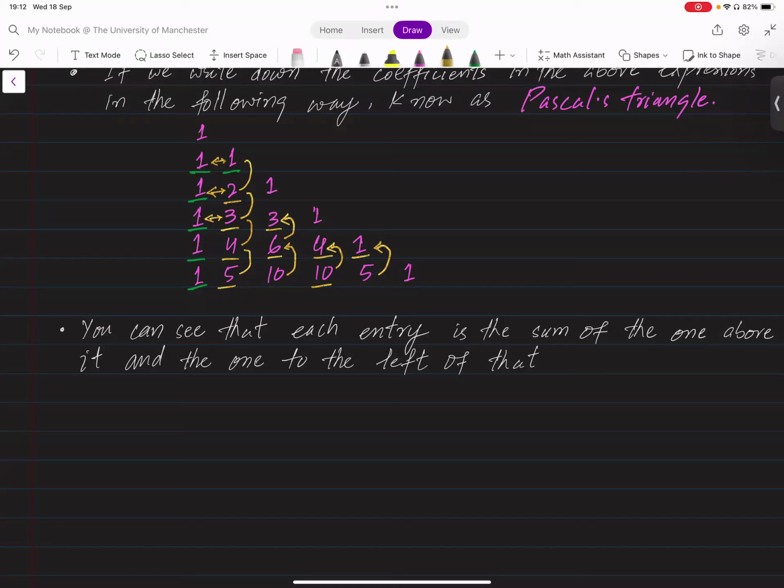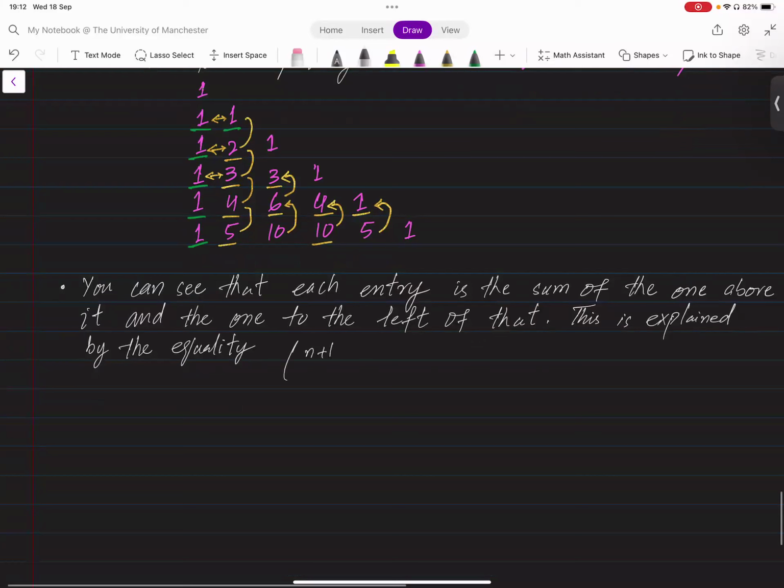Okay, perfect. This is explained by the equality that n plus 1 choose r is nothing but n choose r plus n choose r minus 1, which you were asked to prove in the exercise before.